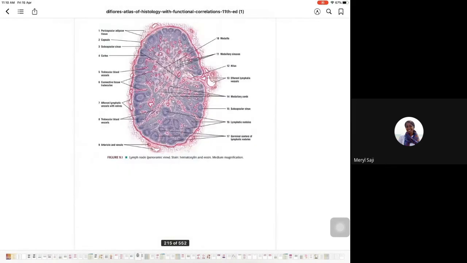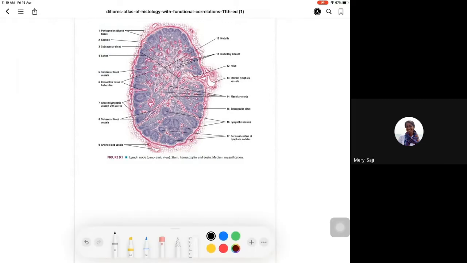See, these are all the follicles, and the follicles are the ones that have B cells. And outside the follicles, there are some lighter areas, isn't it? And these are known as paracortical areas. Paracortical.